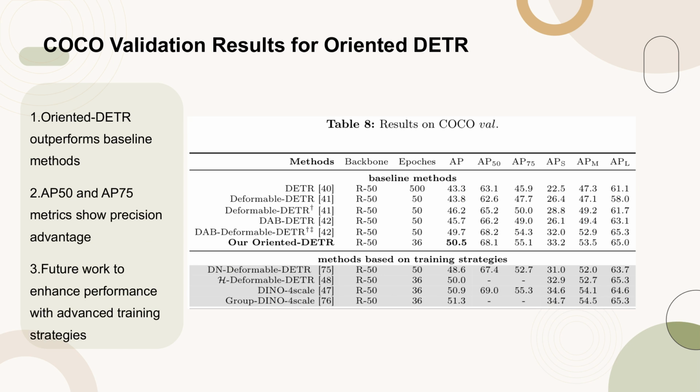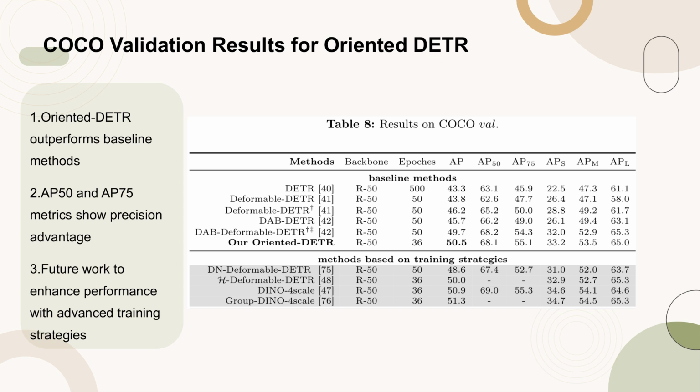Table 8 presents the experimental results on the COCO validation set, demonstrating that oriented DETR maintains a precision advantage over baseline methods. The metrics AP, AP50, and AP75 highlight the model's superior performance in object detection tasks. Specifically, oriented DETR achieves higher AP values compared to DETR, deformable DETR, and other baseline models. The results indicate that oriented DETR is effective in general object detection tasks, even when extended to output horizontal detection boxes. Future research could focus on combining oriented DETR with more advanced training strategies to further improve its performance and versatility.